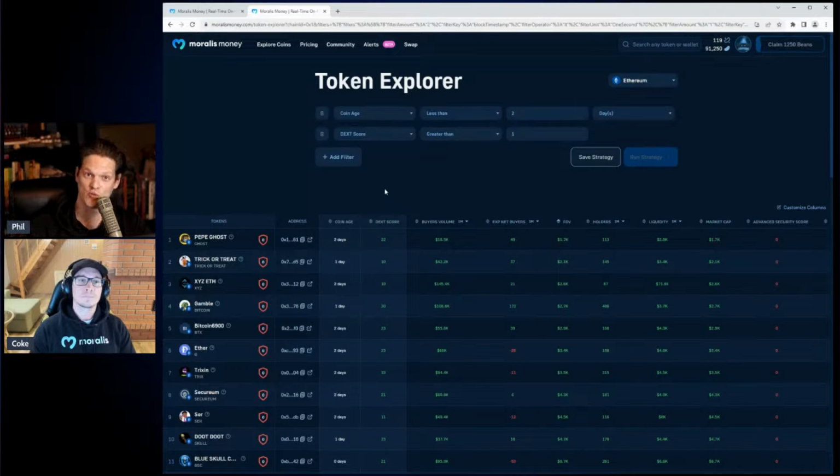So your homework for this one is to explore those token explorer categories. And I want each of us to pick 2 or 3 that are our favorite starting categories. This could be based on your own risk profile, the types of coins that you're most interested in, or any number of different factors. At the end of the day, it's all about making Moralis Money your own and figuring out how you can use the most advanced tools in the industry to give you the edge that you need going into this next bull cycle. That's what both Coke and I are looking to do.